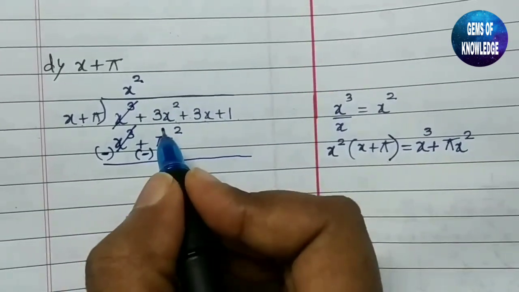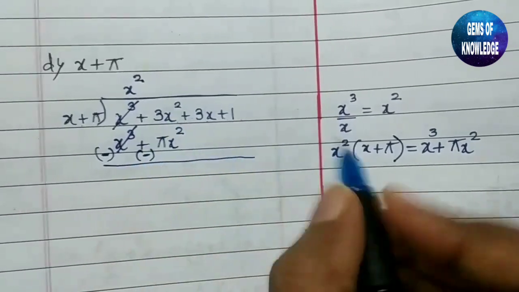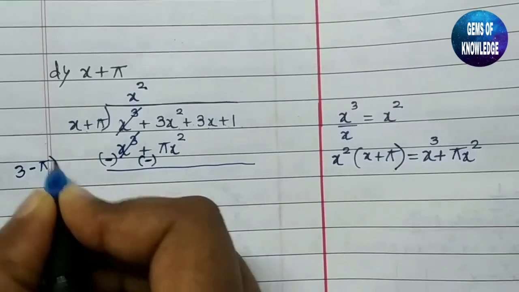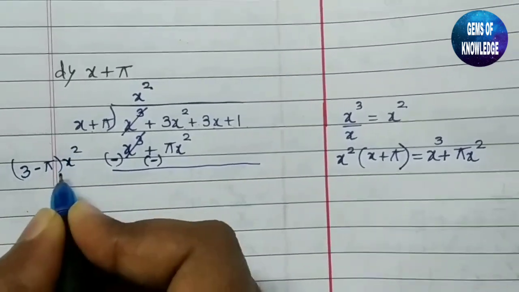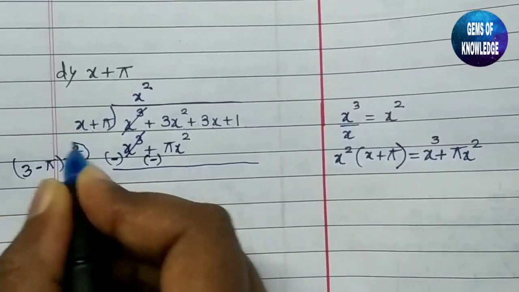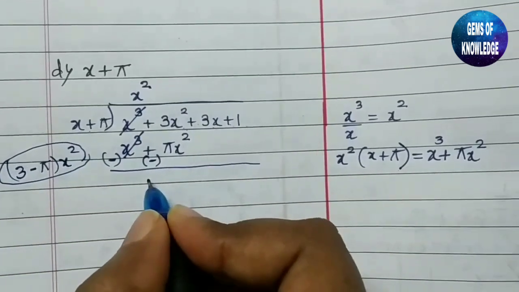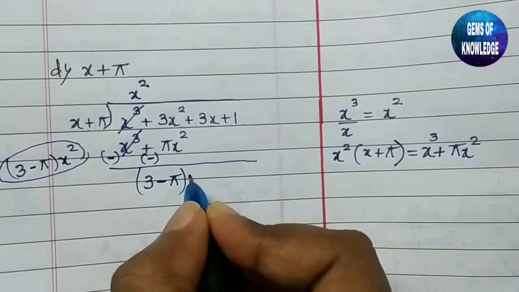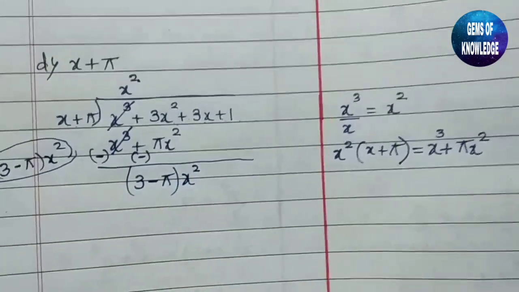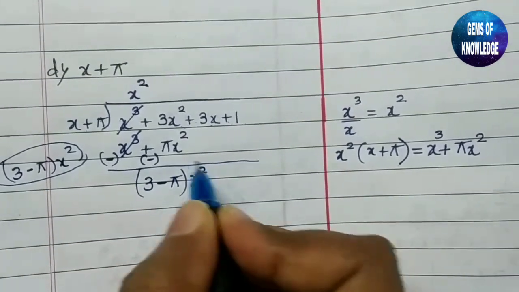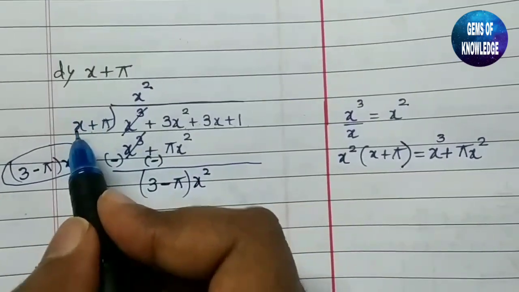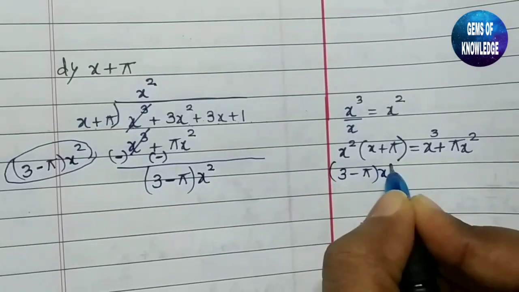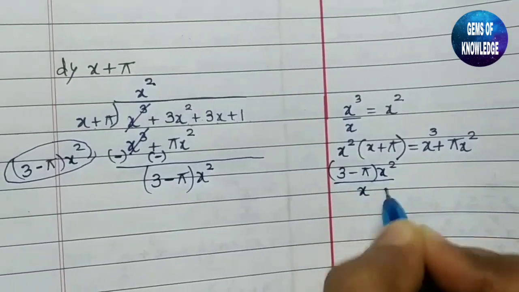What is remaining with us, we cannot subtract this. You can see here we are getting 3 minus pi of x square. So what we need to do is keep this value as it is here. So we will keep 3 minus pi x square as it is. Okay, so now this whole value must be again divided by x.